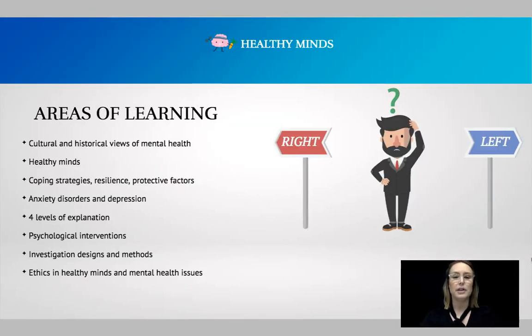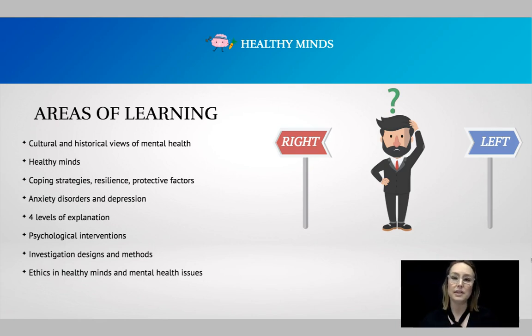In terms of areas of learning, you know that the SACE document for this is quite long, especially when I've broken it down in terms of the different dot points. So this is kind of an abridged summary. We briefly look at cultural and historical views on mental health. So through history, how have we viewed it, how have we treated it? We then look at a definition of a healthy mind. We then go through coping strategies, how to develop a healthy mind, how to be resilient, and how to protect yourself against mental illness.